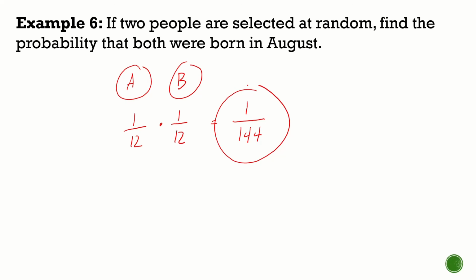So there you go. That's how you answer problems involving independent events. The subtopic here is the multiplication rule number 1.